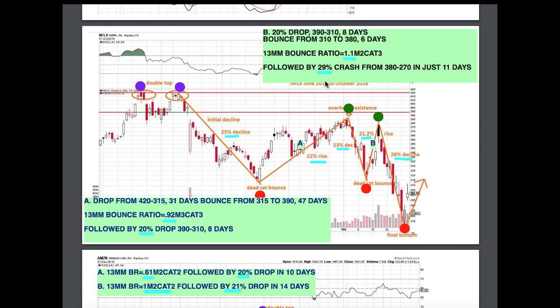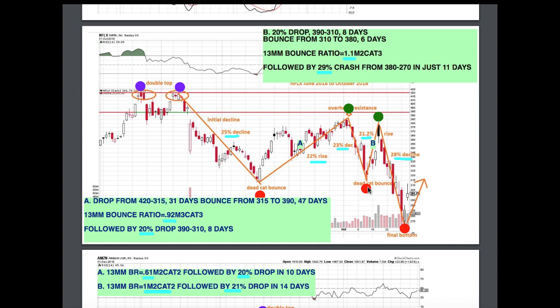Okay, so that was followed by a 29% drop. So understand that if your bounce is higher than 1 on the ratio, it generally will create greater size drops in the majority of cases. As you can see in this case, it's followed by a 29% crash. From 380, the stock drops all the way to 270 in just 11 days. So this is huge information because the right time frame on these options would have produced phenomenal returns.